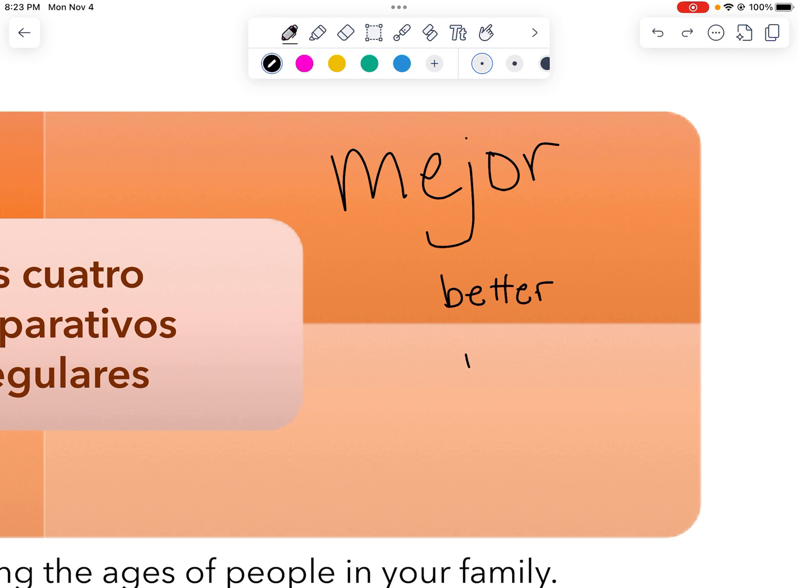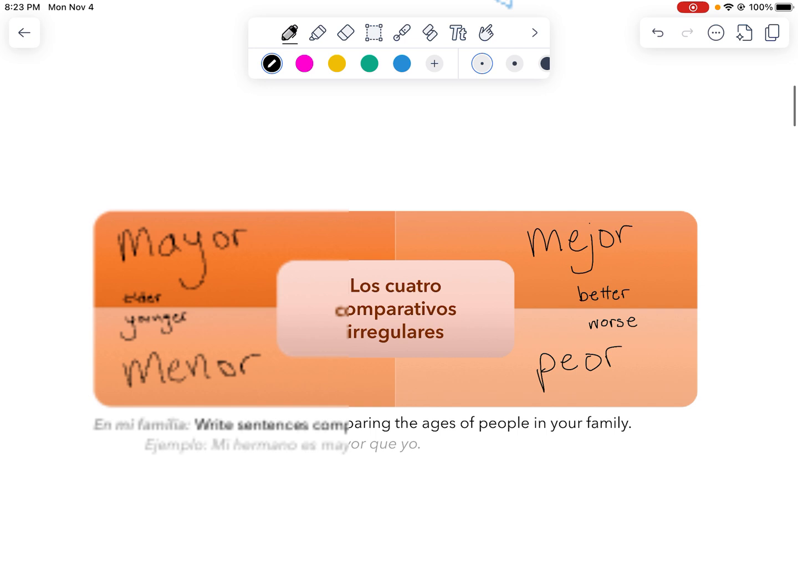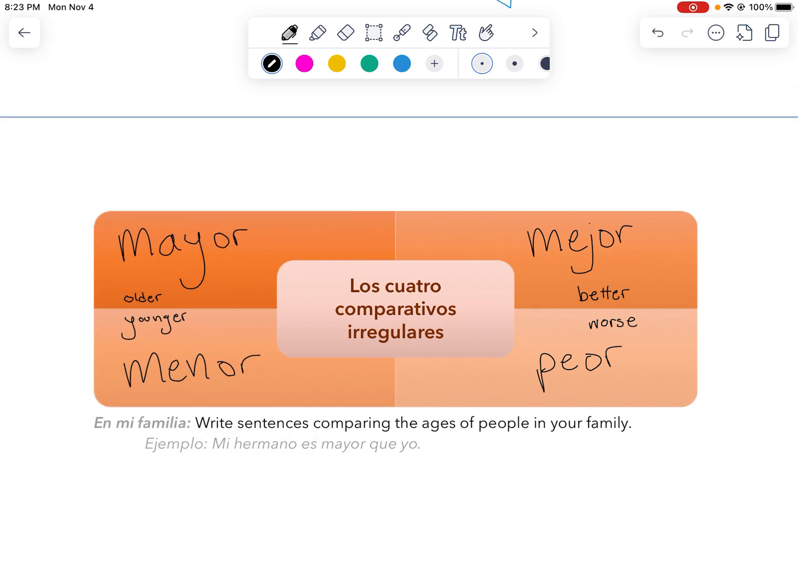And then similarly, worse. Like somehow my handwriting is getting worse. We don't say "badder," that's more bad. No, we say worse, and that's peor, like poorer. So there's our irregulars.